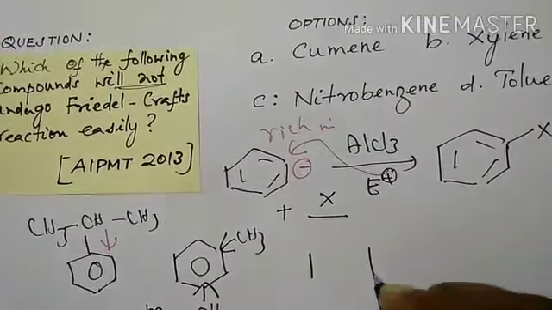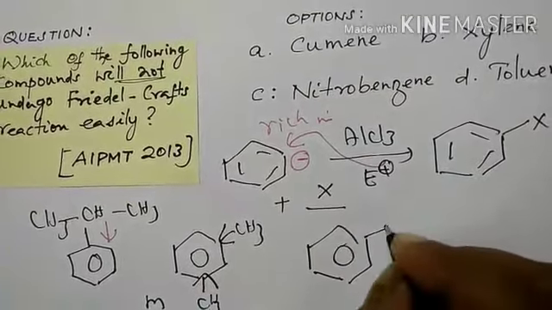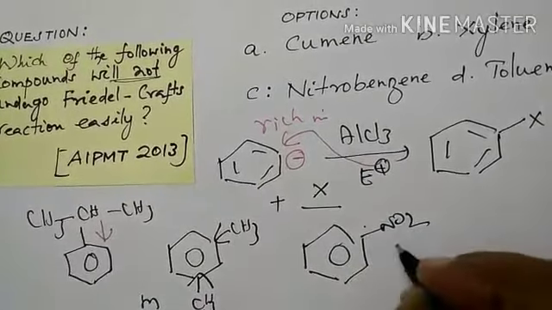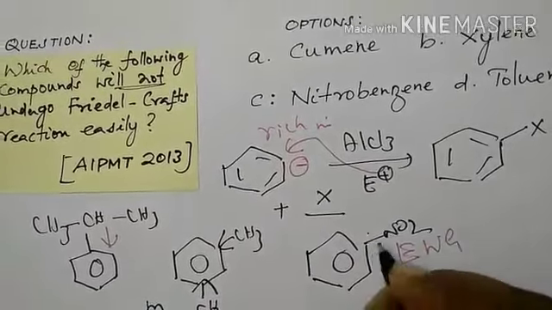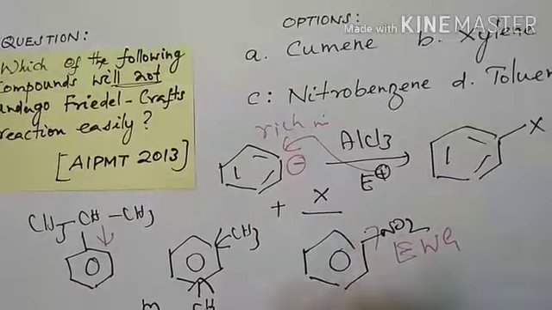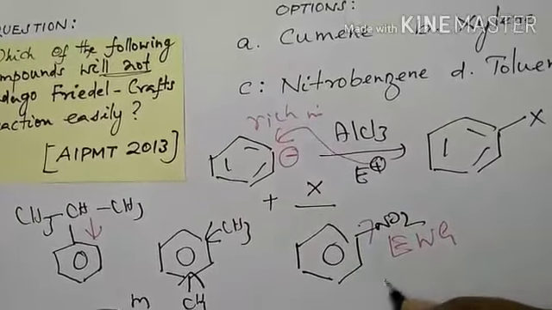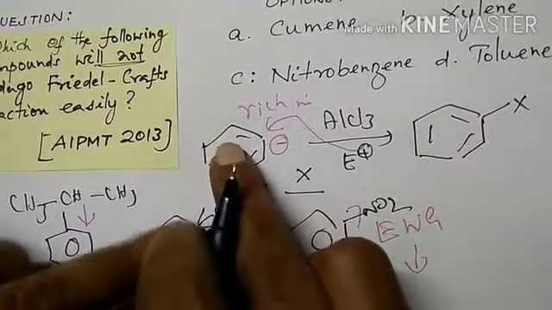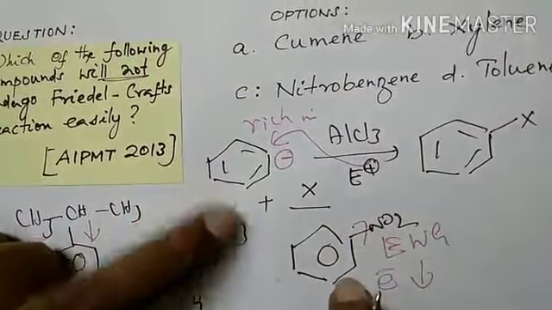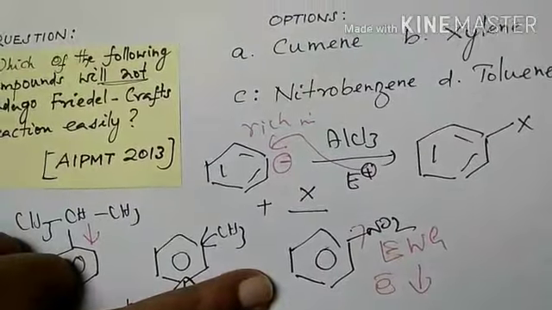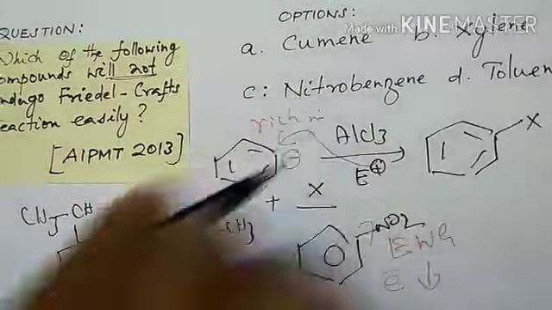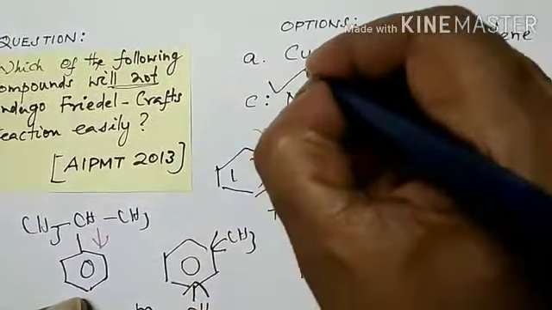Coming to the nitrobenzene, we know what is nitrobenzene. And what about this nitro group is the electron withdrawing group. So it pulls out the electron towards itself. So here electron density decreases. What we want is rich in electron. What it is doing is decreasing electron. So nitrobenzene not supporting the Friedel-Crafts reaction is the answer.